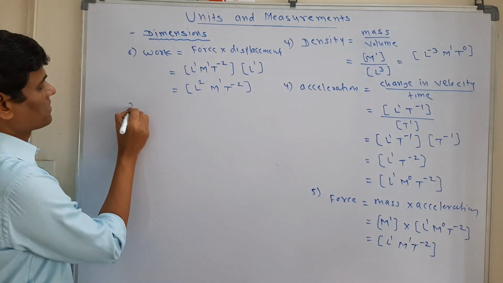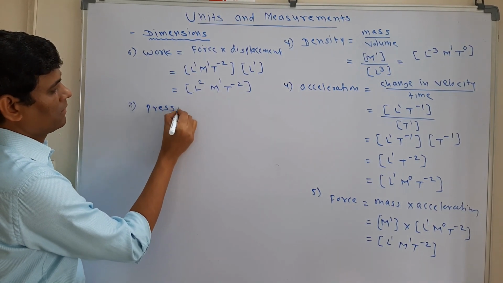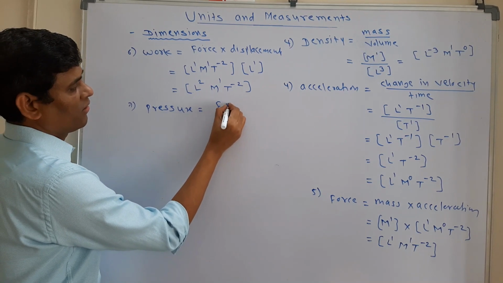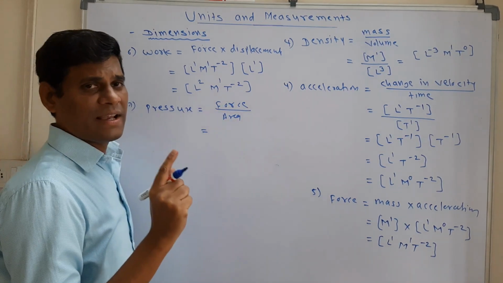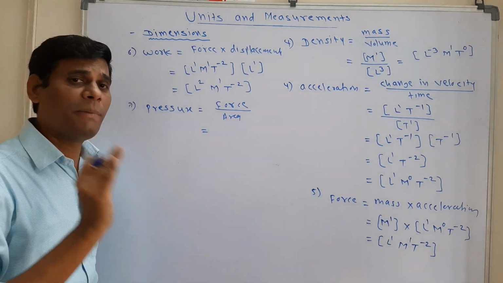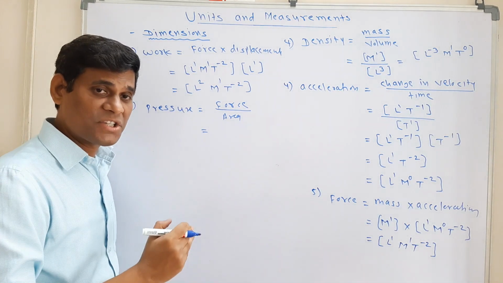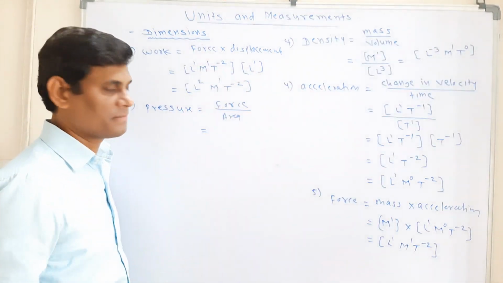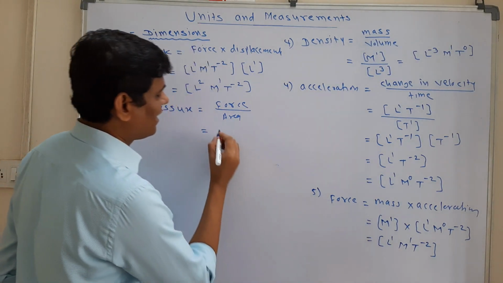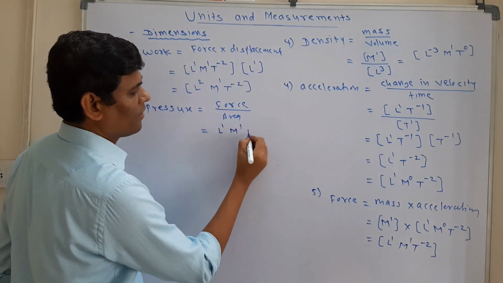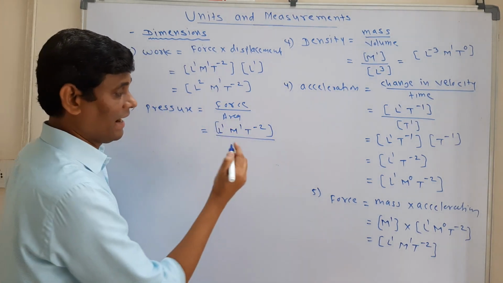Fine. Seven. Suppose pressure. Pressure is equal to force upon area. I repeat students, formulas and basic dimensions you have to learn by heart. Whatever formulas and dimensions we have taken here, learn them all by heart. Based on that we have numericals on dimensions. Force upon area. What is the dimension of force? The dimension of force is L1 M1 T minus 2. Area we did, that is L2.